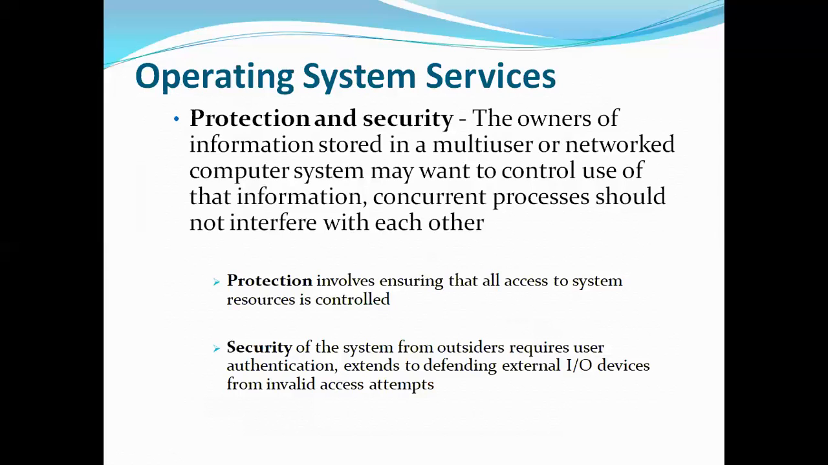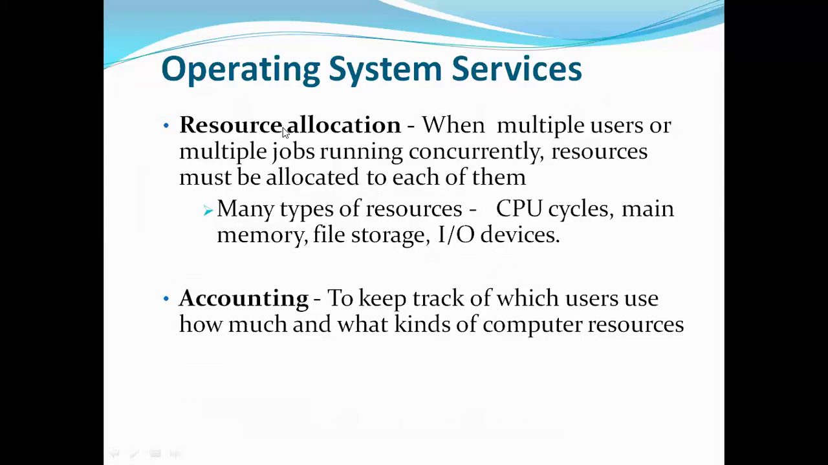So here, let's see the definition. When multiple users or multiple jobs are running concurrently, resources must be allocated to each of them. Many of the types of resources are like CPU cycles, main memory, file storage, IO devices, etc. So all these are managed by the operating system.